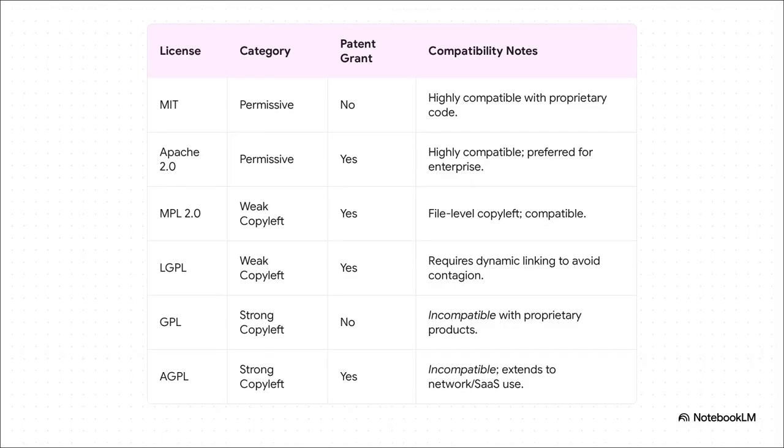So this map really distills everything down into a strategic framework. Let's just focus on the most important parts here. Look at the top two, the permissive ones. Both are great, but see how Apache 2.0 has that explicit patent grant? That's a big deal. It's why big companies often prefer it. It gives them a bit more legal protection.